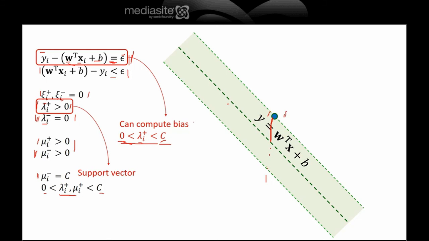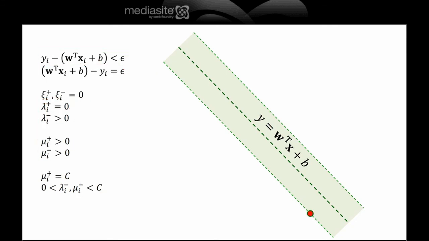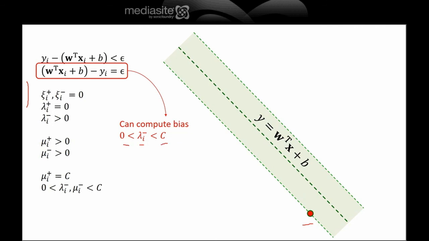Now, just like I have a blue point here, which is above the hyperplane and on the margin, I show this where I have a red point which is exactly on the margin and below the hyperplane, and I have these set of equations in an analogous manner, right? And so these we can also use to compute the bias. Here lambda I minus is strictly between 0 and C. And there are also support vectors, because lambda I minus is greater than 0.